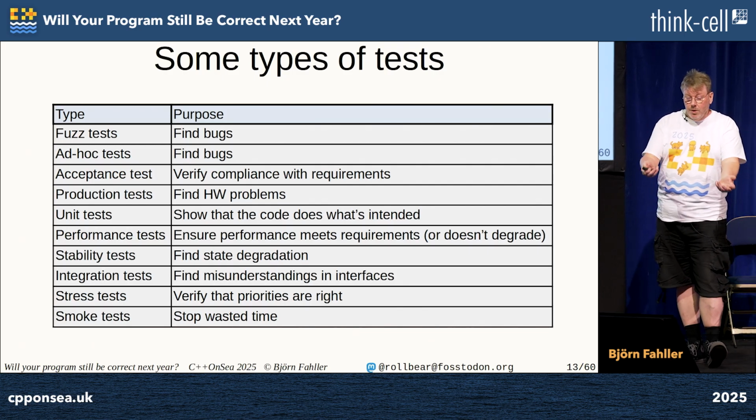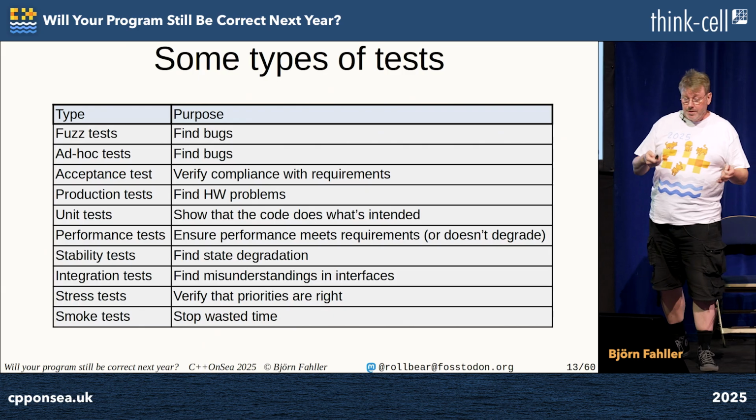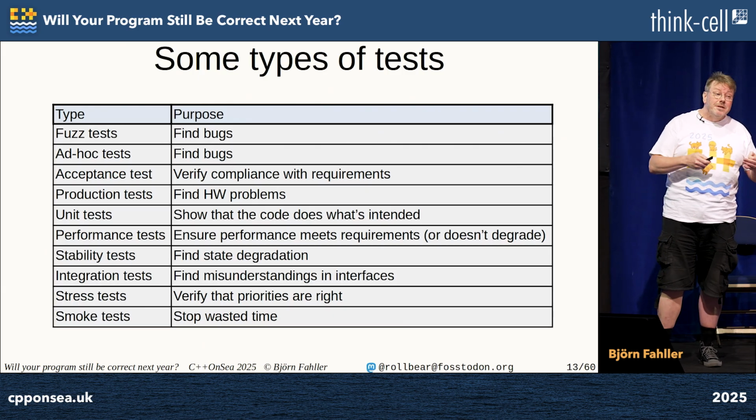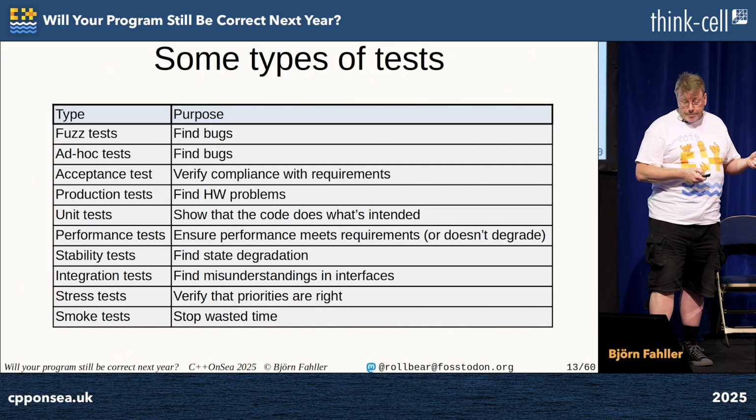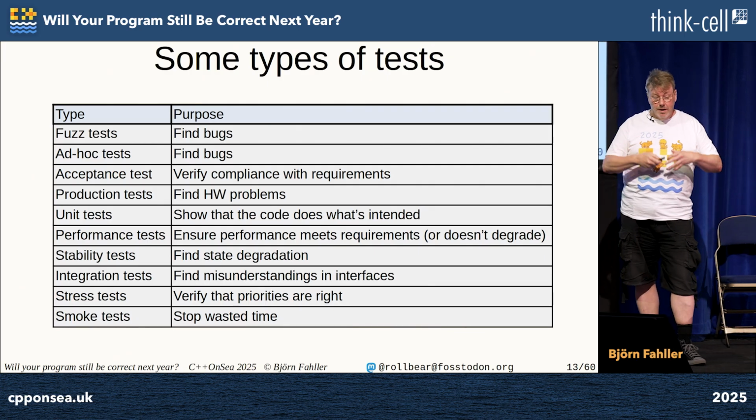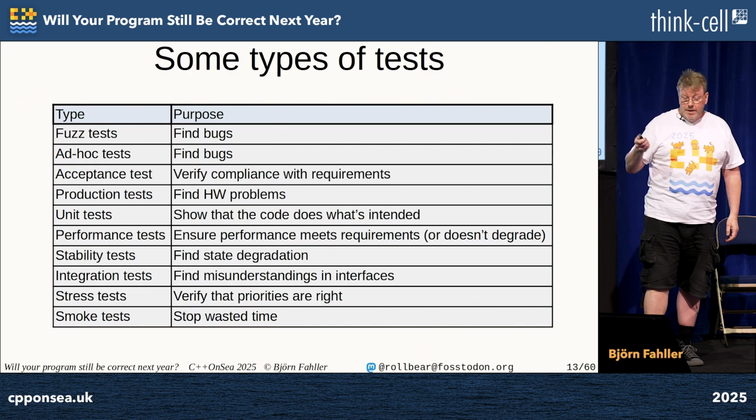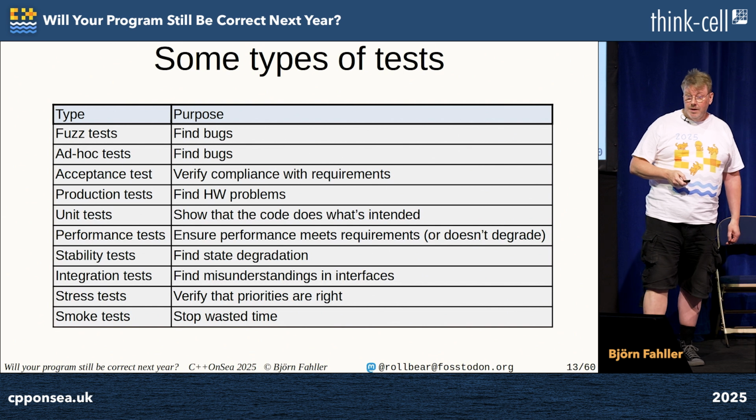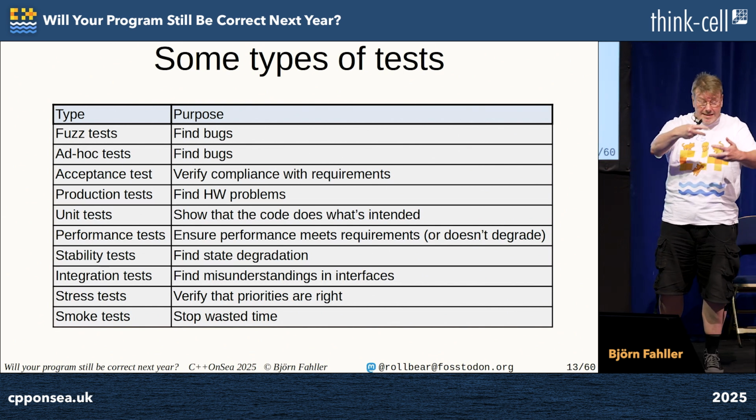Unit tests, show that the code does what it's intended to do. Performance tests, ensure that performance meets requirements, or if you don't actually have performance requirements, at least monitor that your performance doesn't degrade. Stability test, run over a long time, find state degradation. Integration tests, find misunderstandings, where each team thought they did the right thing, but when put together, it doesn't actually work.